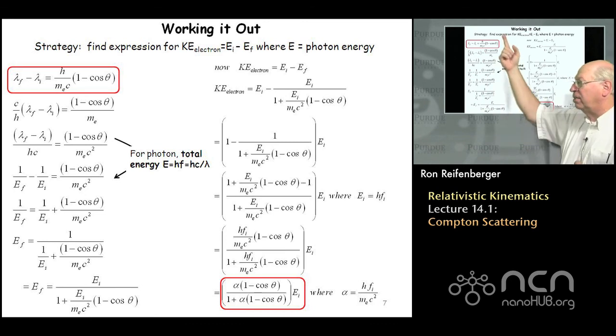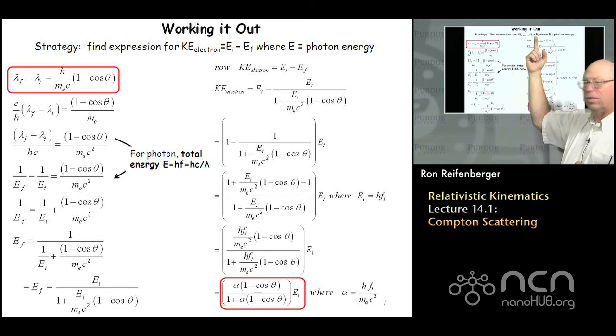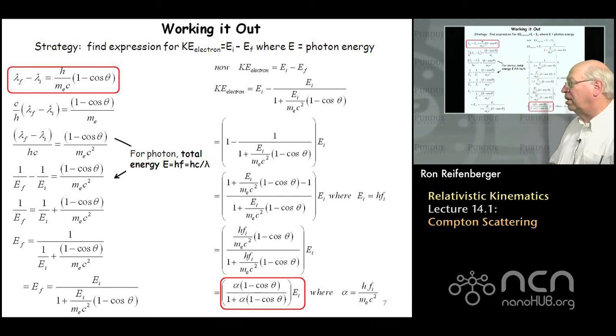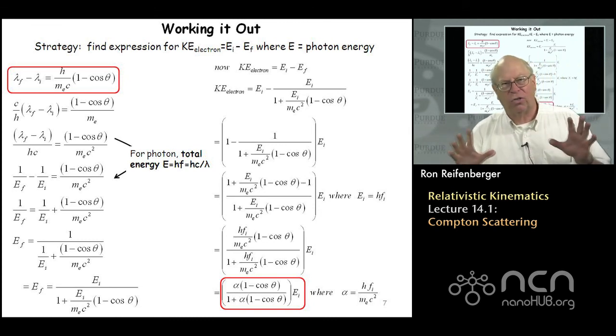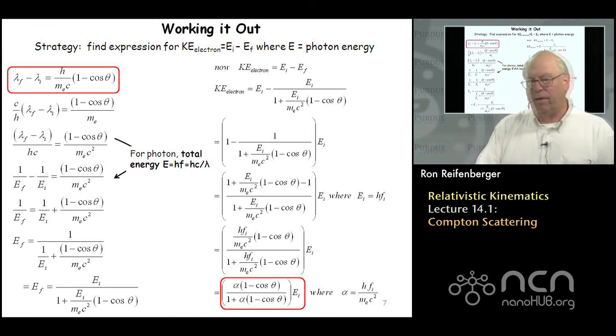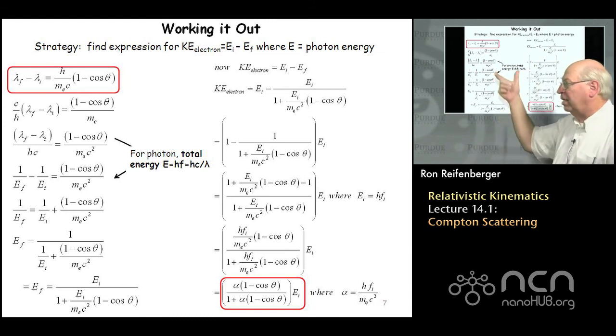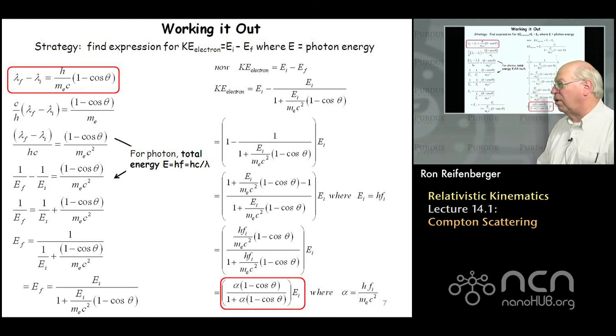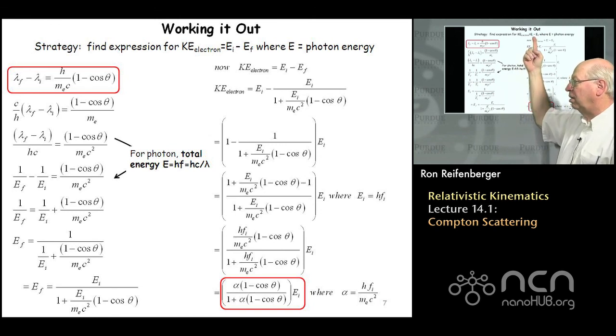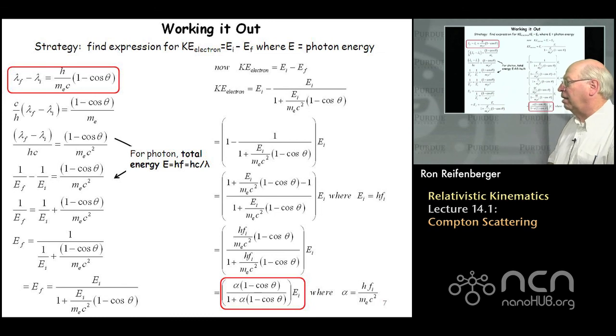Right. The strategy is basically you want the kinetic energy of the electron after scattering. We're going to set that equal to the difference in the photon energy. And once you realize that, the physics is over. You've understood the basic concept of the problem. You then just have to manipulate Compton's formula in order to get an expression for this energy difference between the incident and the final photon. So that's what I do right here.